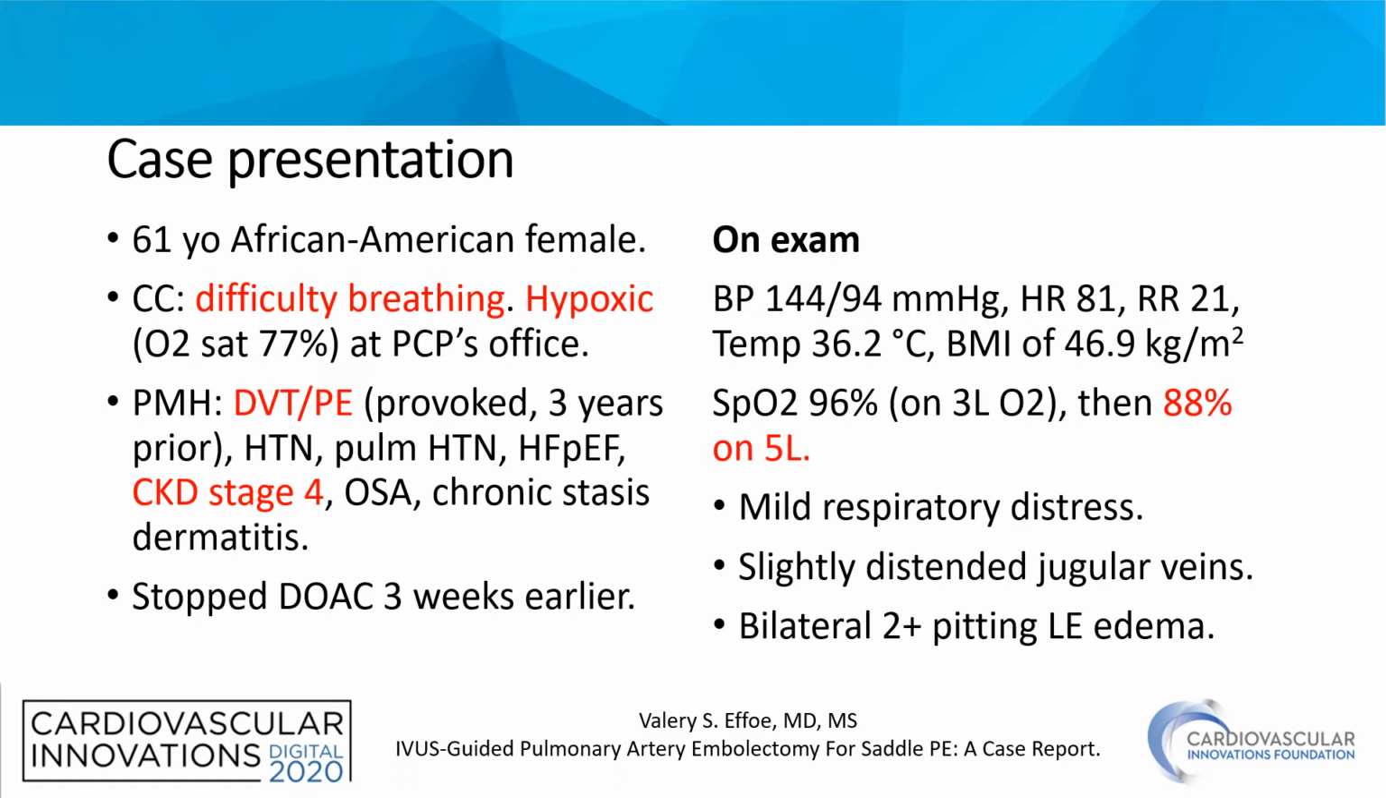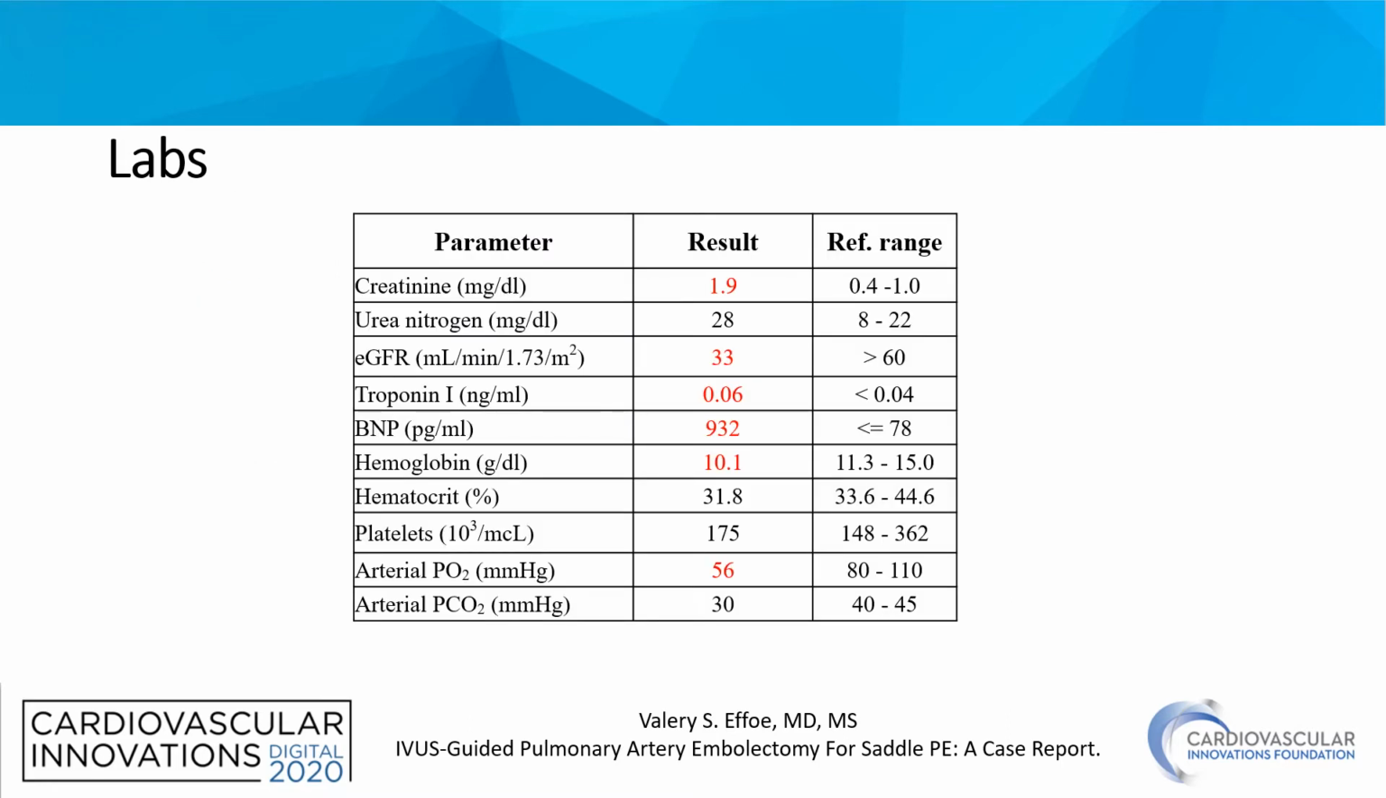On exam, she was hemodynamically stable and obese, and her O2 saturation was 88% on 5 liters of oxygen. Of significance was some mild respiratory distress and slightly distended jugular veins with bilateral 2+ pitting edema, which was noted on clinical exam. Her labs were notable for a creatinine of 1.9 with a GFR of 33, slightly elevated troponin, elevated BNP, a moderate anemia, and also a decrease in arterial O2 partial pressure.